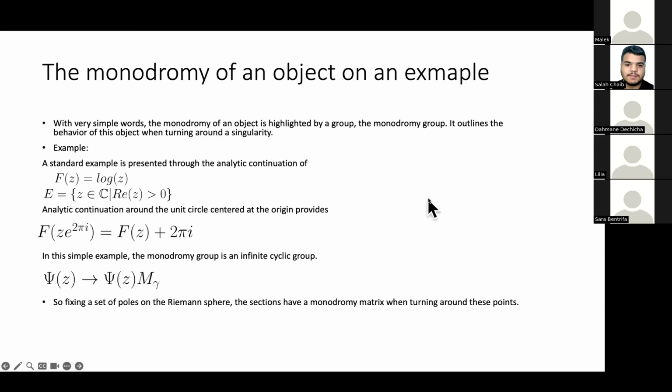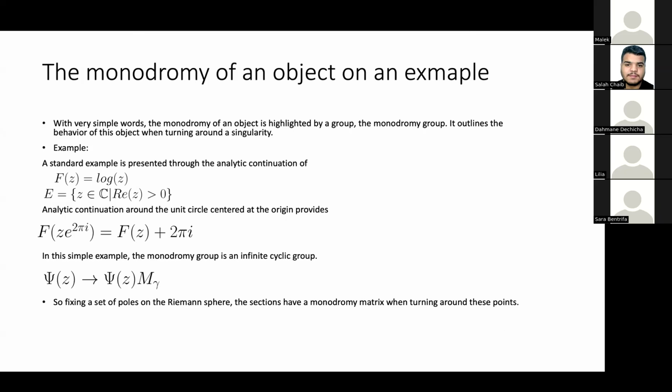The monodromy is just a way of saying how the thing would behave if I consider taking it around a singularity. Okay, so this is a very pure, straightforward example: if I take f of z to be log z on the domain E with real part of z bigger than 0, I have a singularity of log z at 0, right?